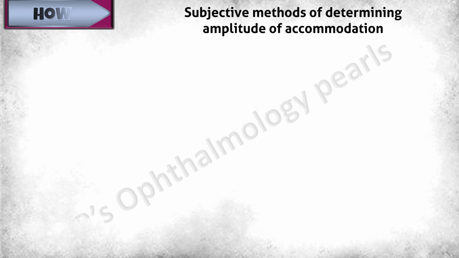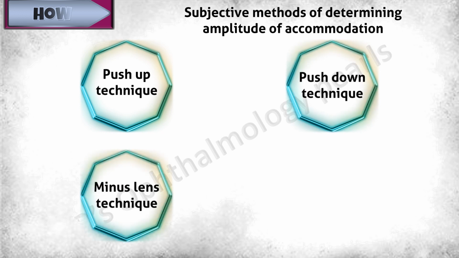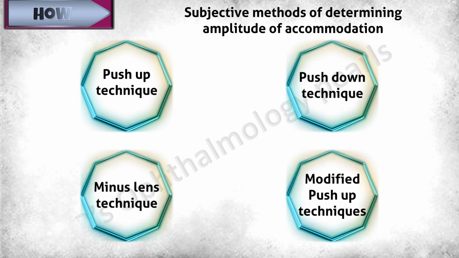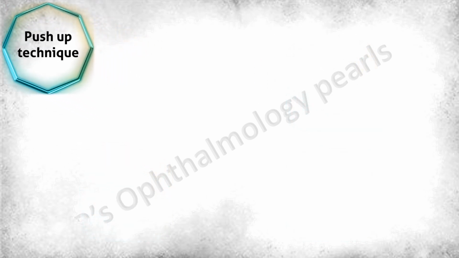The subjective methods are most commonly used clinically and include the push-up technique, push-down technique, minus lens technique, and modifications of the push-up technique. Among these techniques, the minus lens technique directly measures amplitude, whereas the others are calculated from the near point. The push-up technique is the most commonly used.